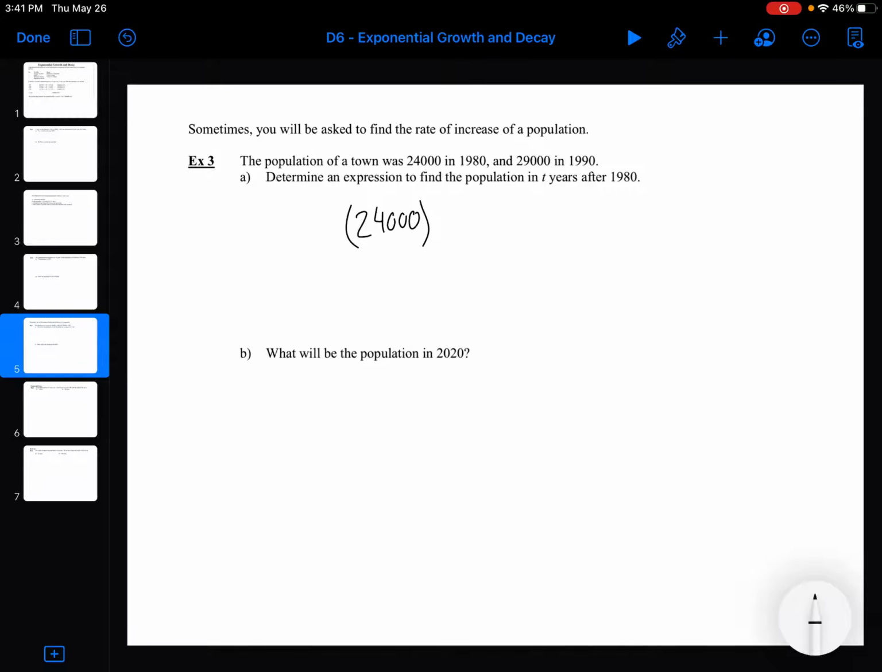So that's our start. We know we got to 29,000 10 years later. So we need to find our growth value because we know that we've gone for 10 years. This one is a little bit more confusing because we're starting with our final population. It's equal to our initial times our growth to the time. So we're going to do 29,000 divided by 24,000.